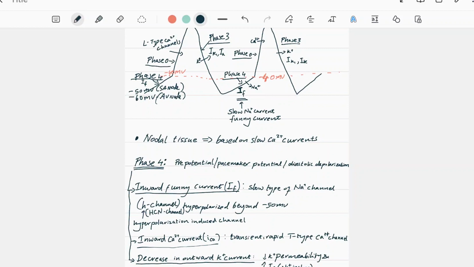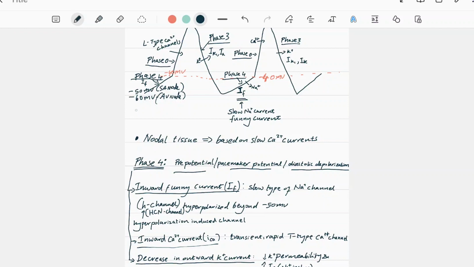Phase 4, like I said, is where you initiate the depolarization until we reach a firing level, which is at around minus 40 millivolts. Here we have something called the pre-potential, or pacemaker potential, or diastolic depolarization, as it's also known. This is where the cell depolarizes itself, or makes itself more positive, once the cell reaches minus 50 or minus 60 millivolts.